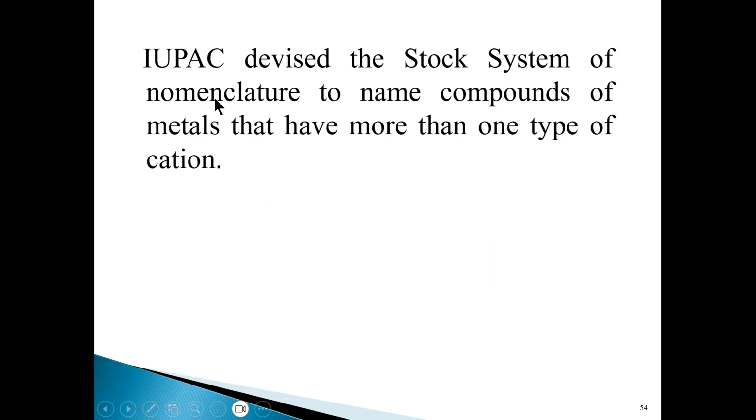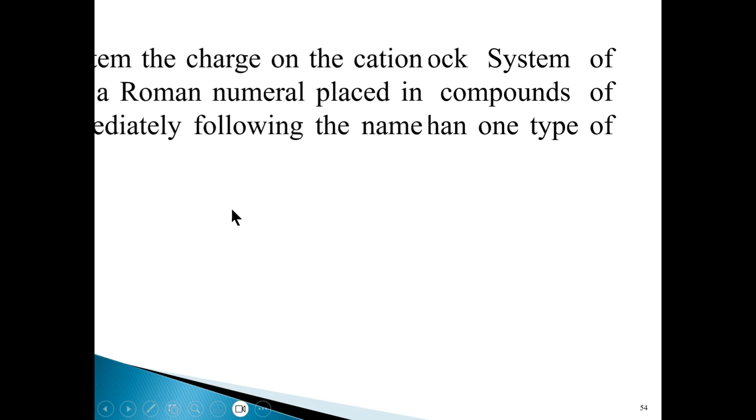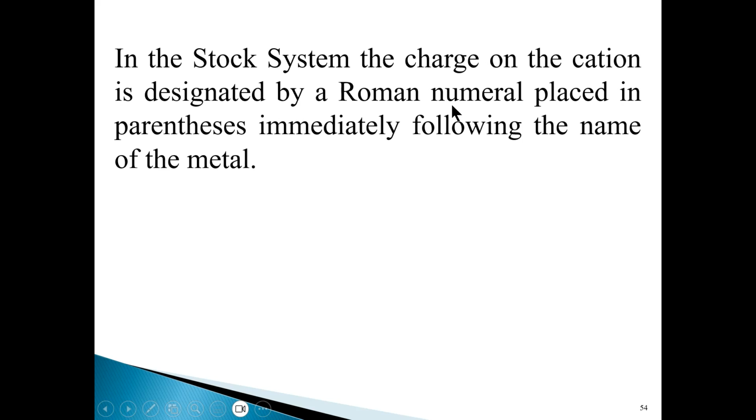So the IUPAC, that organization which I think I spoke to you guys about, came up with a system known as the Stock system in order to give different names to different ions formed from the same metallic element. And it's a very simple system. According to the Stock system, the charge on the cation is indicated by a Roman numeral placed in parentheses immediately following the name of that metallic cation.